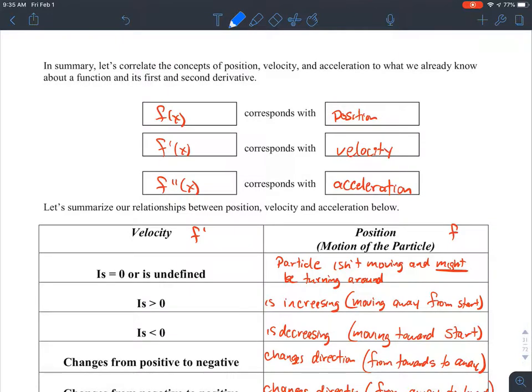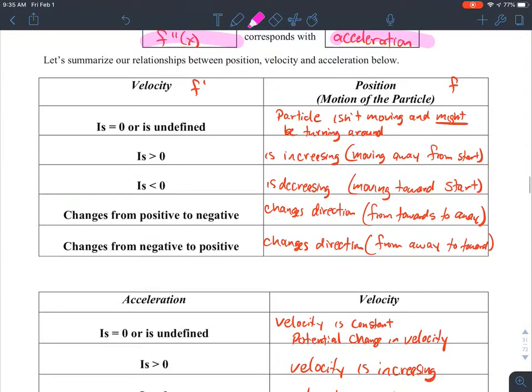In summary, let's correlate the concepts of position, velocity, acceleration with what we already know about the first and second derivative. f of x corresponds to position, f prime of x corresponds to velocity, f double prime corresponds to acceleration. Let's summarize these relationships between position, velocity, and acceleration. Big picture stuff here. If a function is f, particle motion, then f prime, I'll tell you what, we don't usually use f for particle motion. Usually we use an s, quite frankly. Say the position is s of t, let's say the velocity is s prime of t.